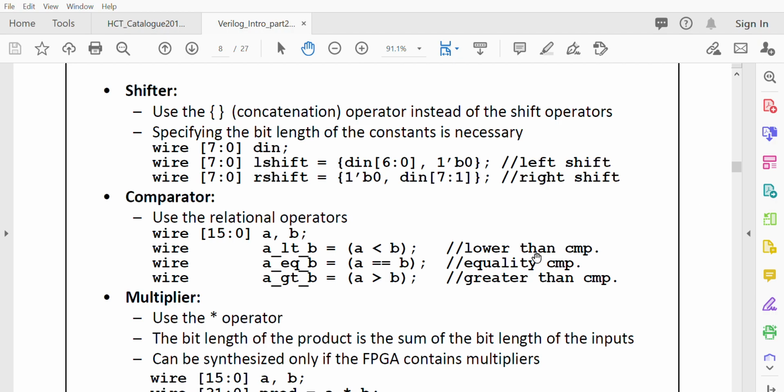Comparator. Use the relational operators A and B. A less than B, or A equal B. The relational operators give a result of one wire, so 1 or 0.